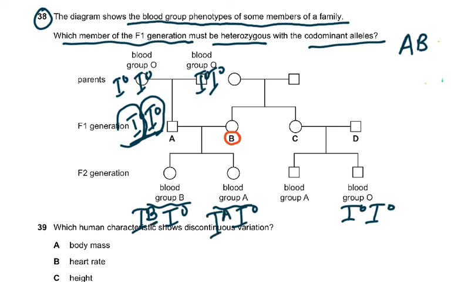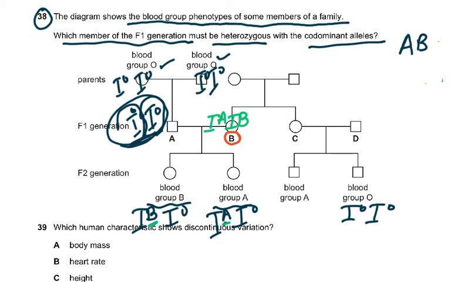So where did this B and A come from? It has to come from this parent, because this parent is only IO. In the F1 generation, the blood group is O for this parent and this parent. So this child A has to be IO.